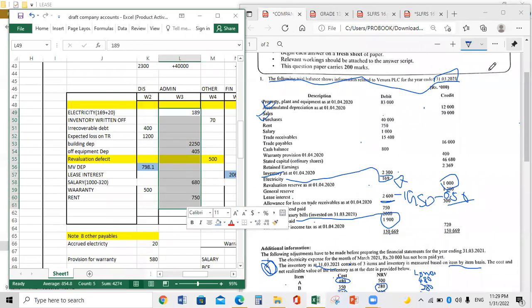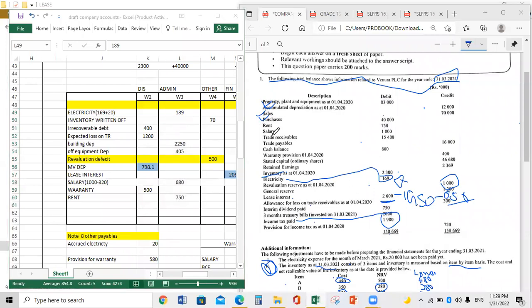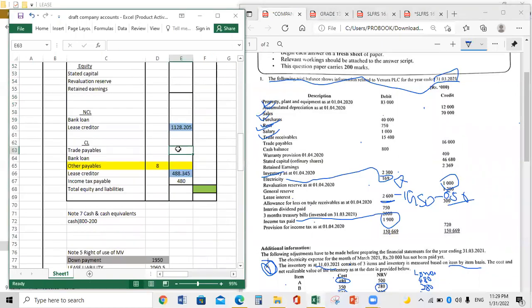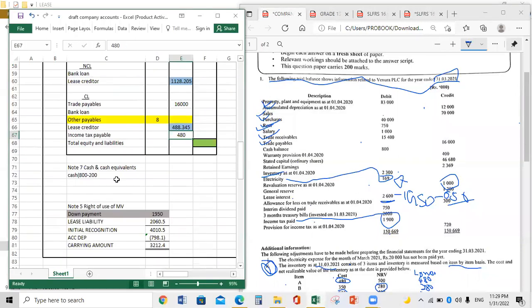Then go to the next one. Rent. Done. Salary recorded. Then trade receivable recorded. Now record the trade payable. Trade payable is how much? 16,000. Cash balance recorded. Correct the cash balance. 600.